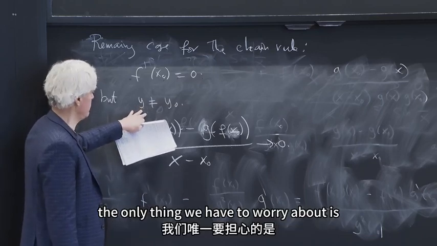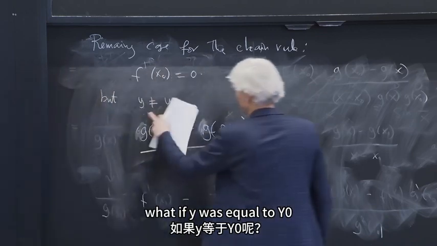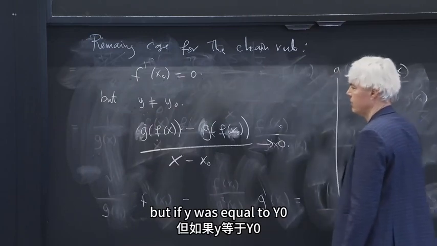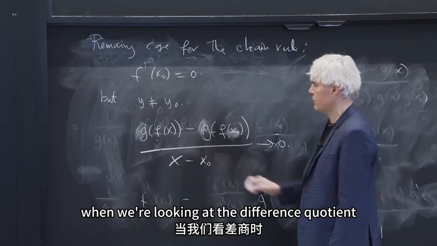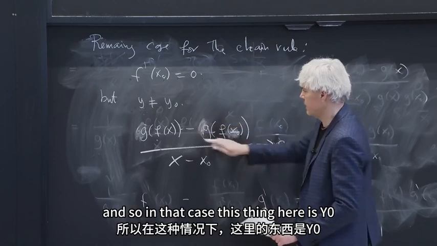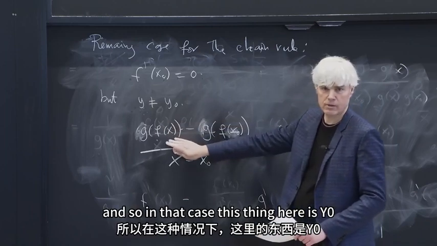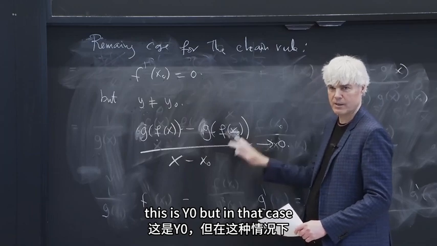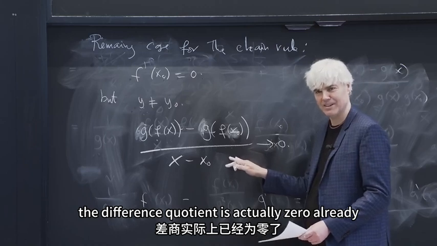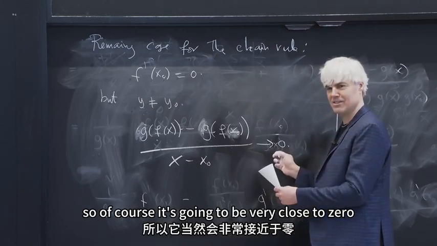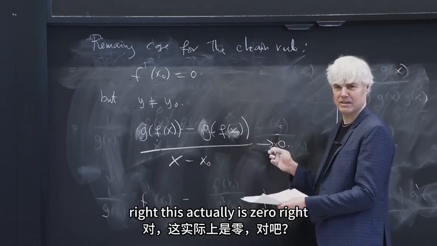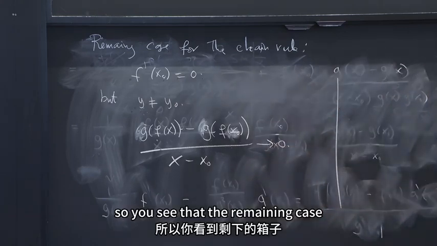The only thing we have to worry about is what if y was equal to y0? But if y was equal to y0, when we're looking at the difference quotient, this is the difference quotient after all. And so in that case, this thing here is y0, this is y0. But in that case, the difference quotient is actually 0 already. So of course, it's going to be very close to 0, right? It actually is 0, right? So you see that the remaining case is sort of trivial.